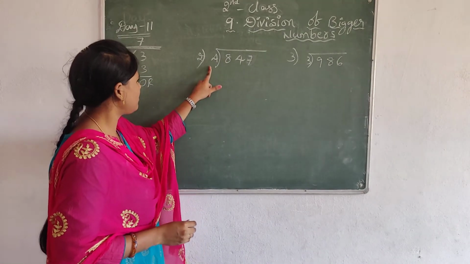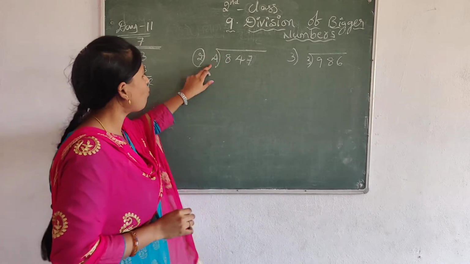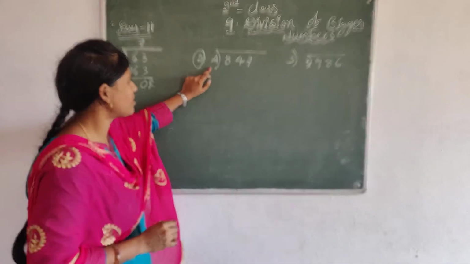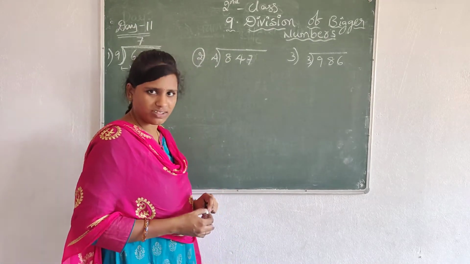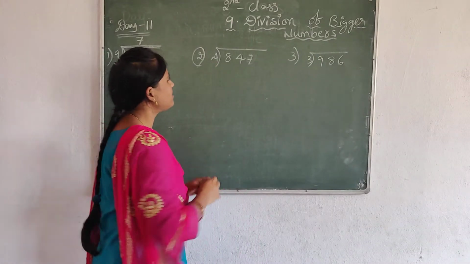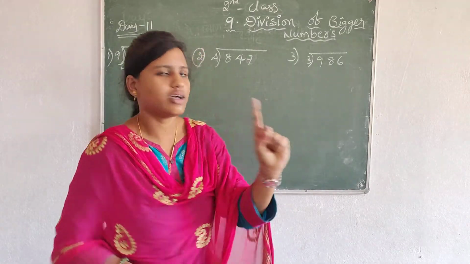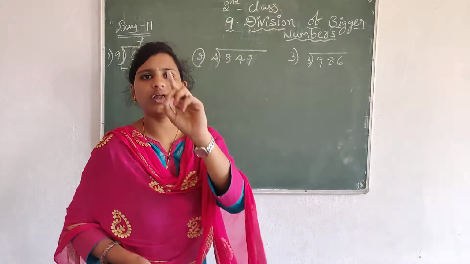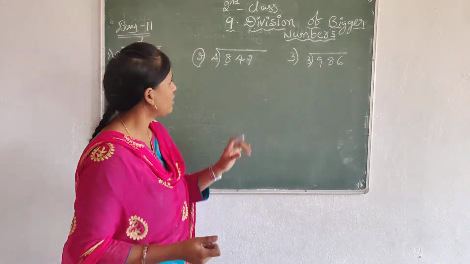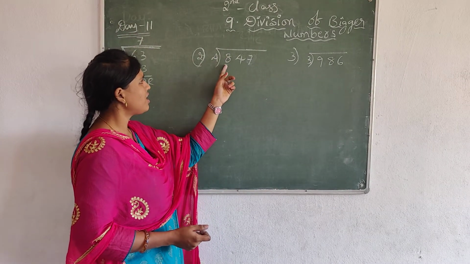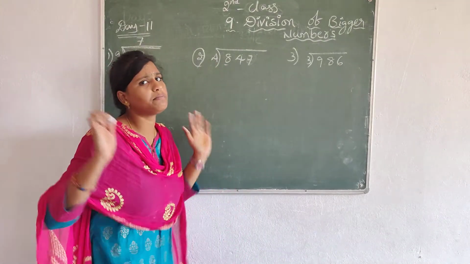Okay, let's see the second sum. See here, the second one. What is the divisor? It is 4. What is the dividend? 847. Let's see how many digits are in the divisor. Only one digit. That's right. Here also you take only one digit, the first digit on the left side, 8. 4 is less than 8, right? 4 is a small number, 8 is a big number.